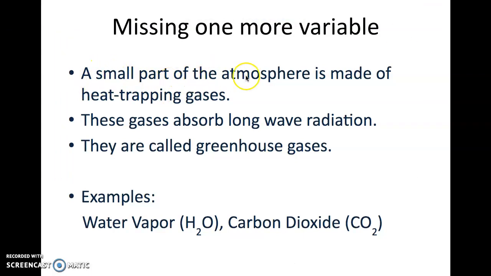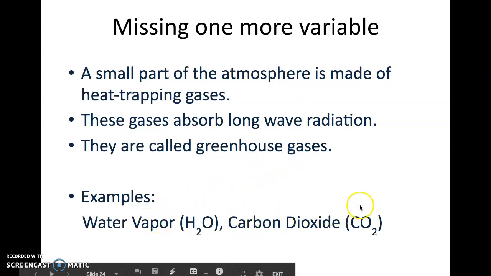So a small part of the atmosphere is made up of heat-trapping gases, greenhouse gases. These gases absorb long-wave radiation. They're called greenhouse gases, and some examples are water vapor and carbon dioxide.